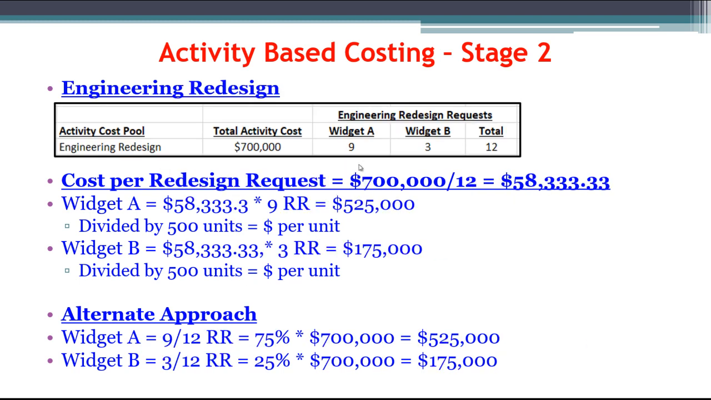Engineering redesign, we obviously don't have very many of those at all. Total of $700,000 cost divided by 12 redesigns, $58,333. Widget A, for whatever reason, needed 9 of those redesign requests for its product. Widget B only had 3. So you can see the cost just the same as we did before. This is a more round split at 75-25. And you can get the dollar cost. It's going to be the same.